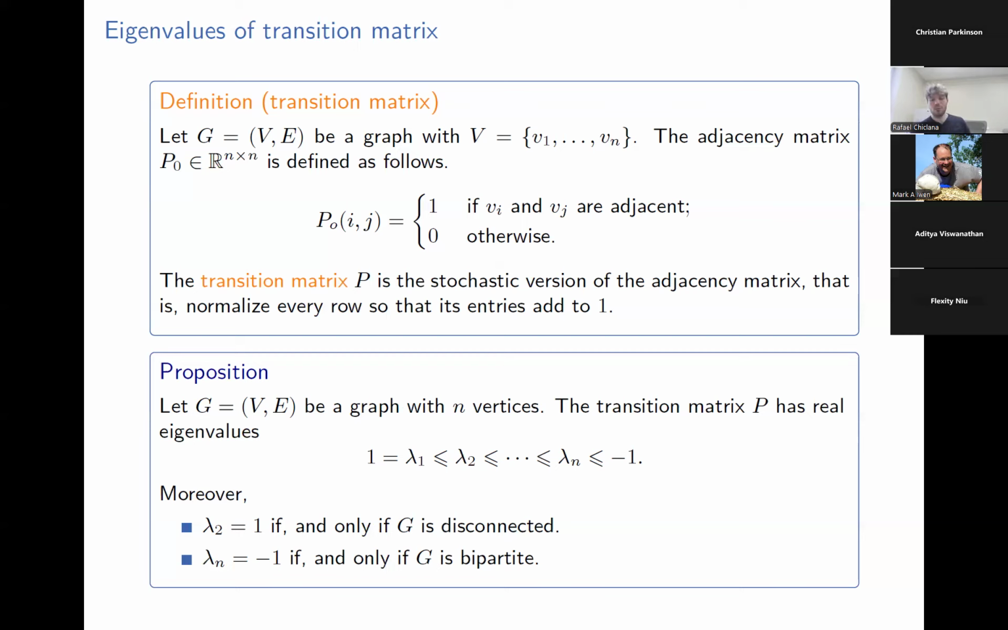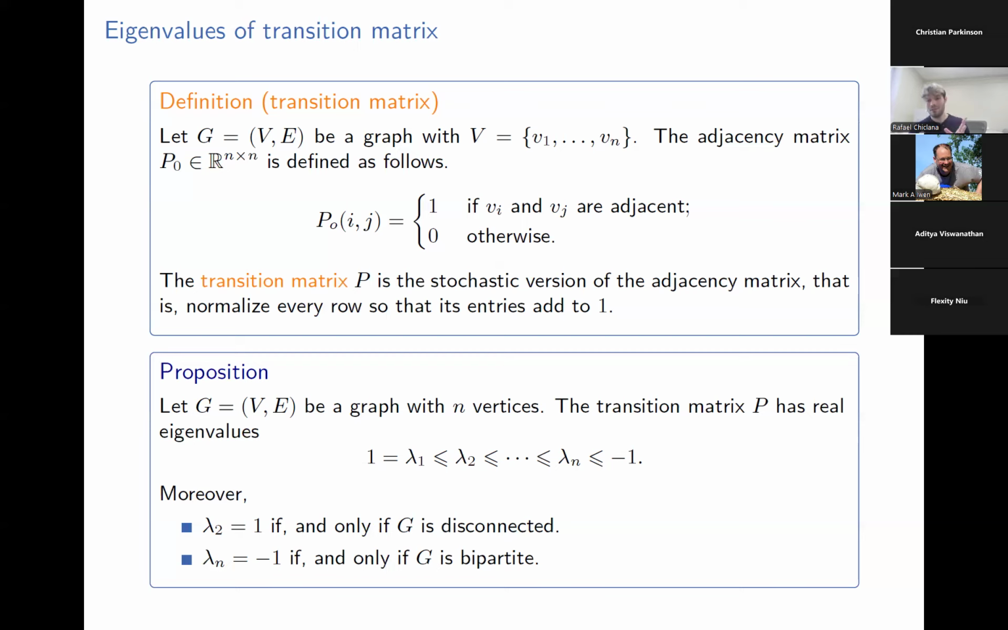And now, what about lambda 2? Lambda 2, the second largest eigenvalue, measures how connected or how disconnected your graph is. And in fact, we have that lambda 2 will also be equal to 1 if and only if the graph is disconnected.